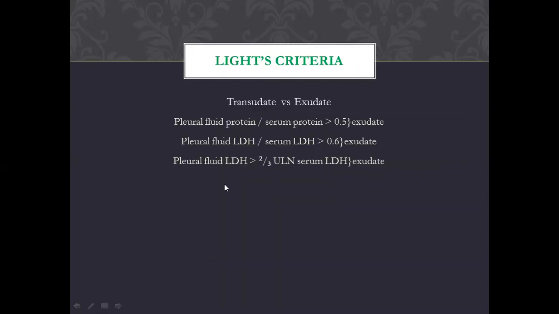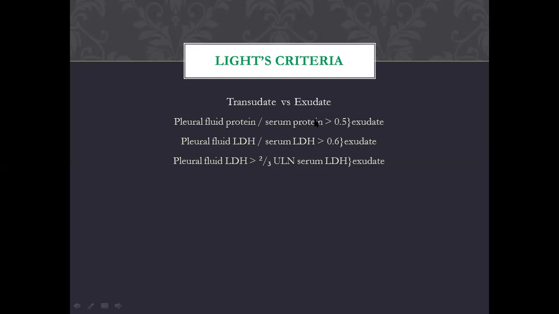There is Light's criteria to differentiate between the transudative and the exudative type of pleural effusion. We take the protein of the pleural fluid and the protein of the serum, and we take the ratio. If the pleural fluid protein to serum protein ratio is more than 0.5, it's called exudative. Similarly, when the pleural fluid LDH to serum LDH ratio is more than 0.6, again it's exudative. And when the pleural fluid LDH is more than one third of the upper normal limit of the serum LDH, it is also called exudative. If any one of these criteria is present, we will label the pleural effusion as an exudative type.